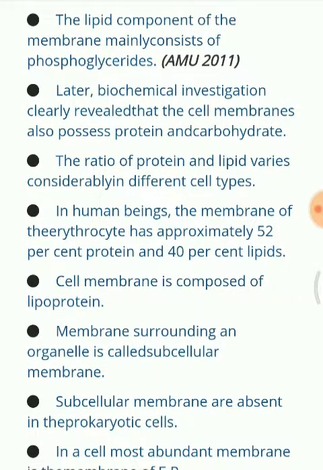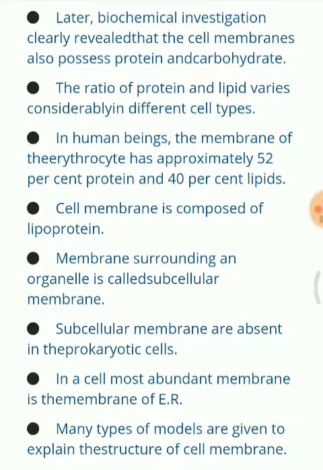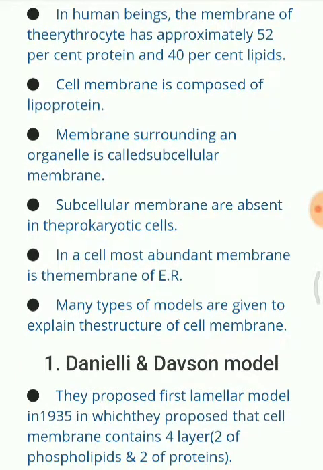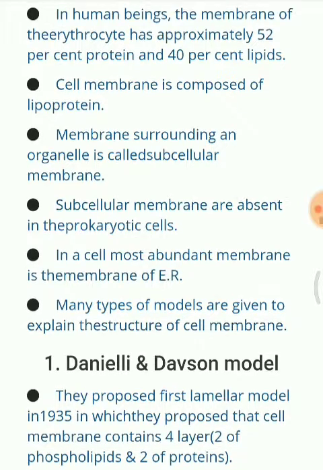Cell membrane is composed of lipoprotein. A membrane surrounding an organelle is called a subcellular membrane. Subcellular membranes are absent in prokaryotic cells. In a cell, the most abundant membrane is the membrane of the ER. Many types of models are given to explain the structure of the cell membrane.